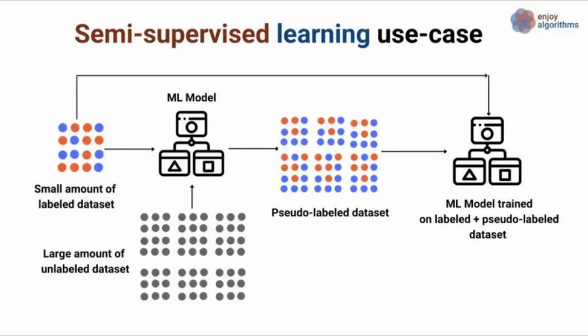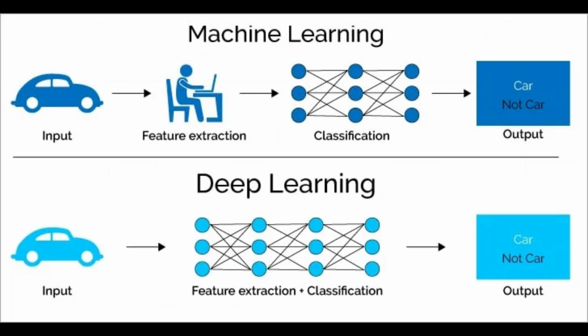Semi-supervised learning is basically a mixture of supervised learning and unsupervised learning. Now let us see what deep learning is. It is a subset of machine learning that focuses on building and training neural networks with multiple layers, hence the term deep.